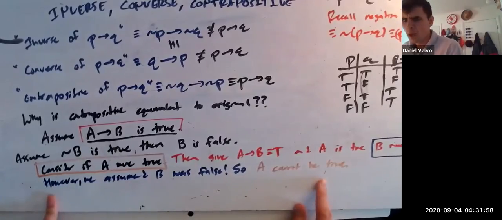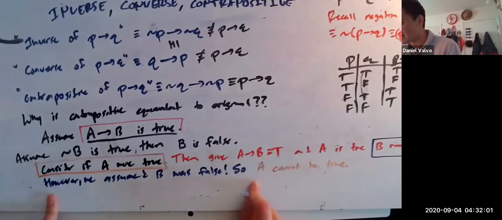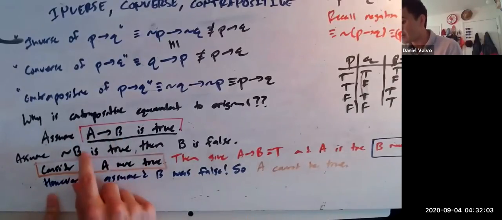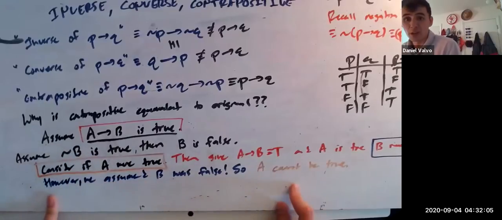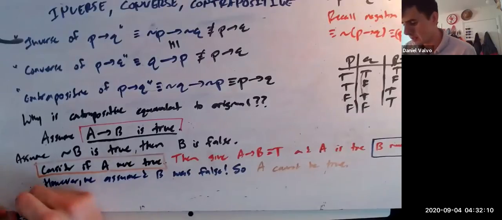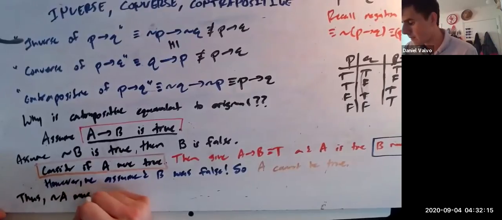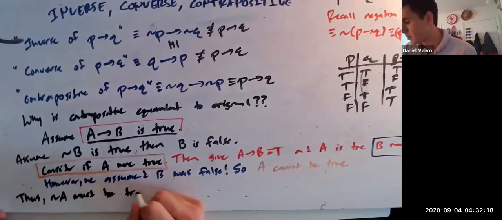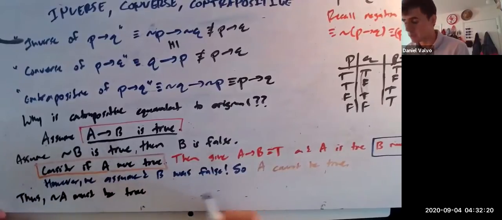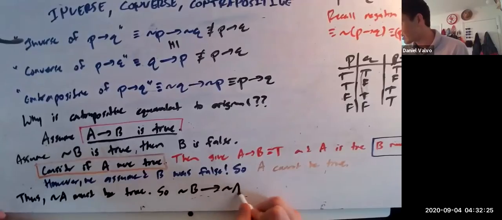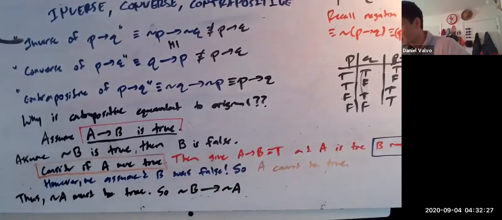This makes sense? All I'm saying is that if A implies B is true and you have not B, A can't be true because that would lead to B, which you know is false. Thus, not A must be true, because if A is not true, not A must be true. So, not B does lead to not A. It's kind of confusing, but I hope it makes sense.